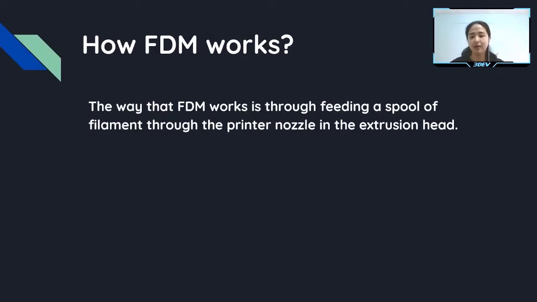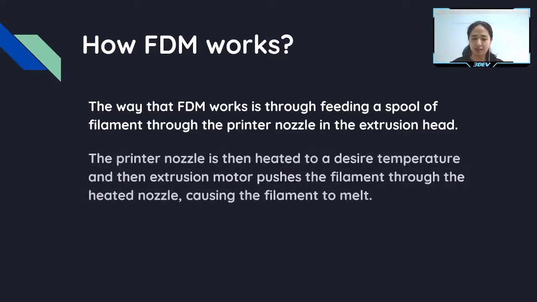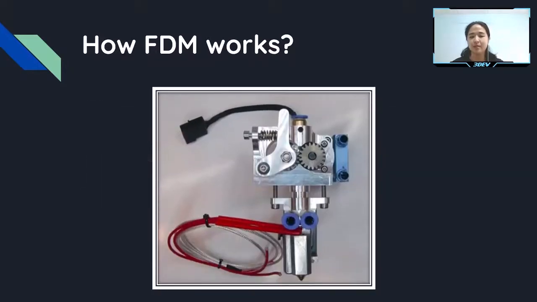FDM works by feeding a spool of filament into the 3D printer, to the extruder, and then it will push the filament to the printer nozzle of the extrusion head. The printer nozzle is then heated to the desired temperature that you want. This is based on the material that you are using, and then the extrusion motors will start pushing the filament through the heated nozzle, causing the filament to melt like this.